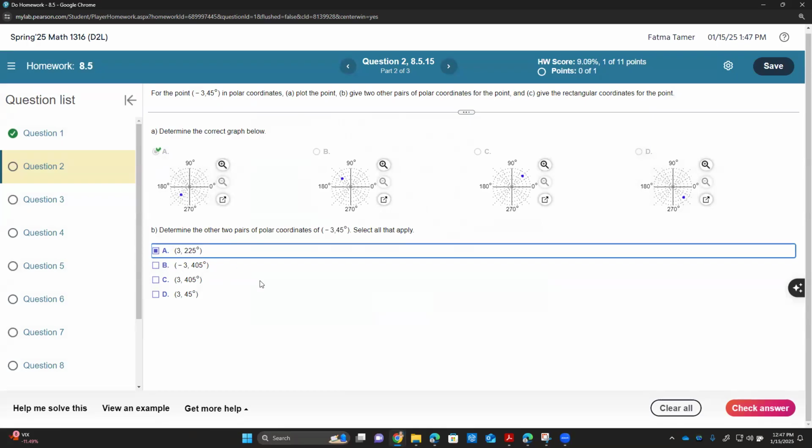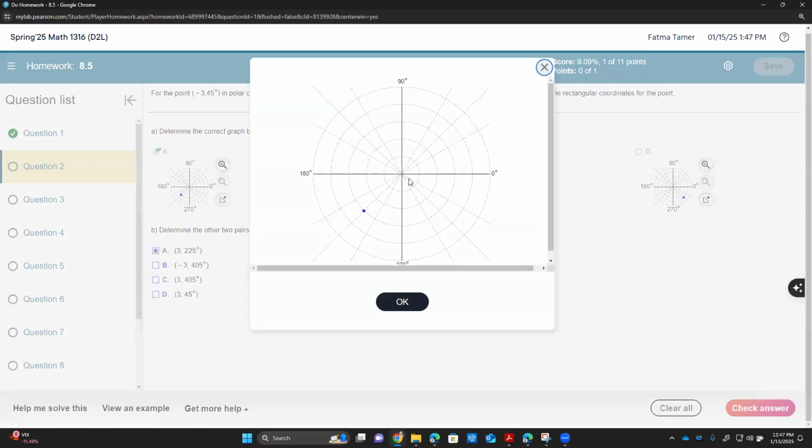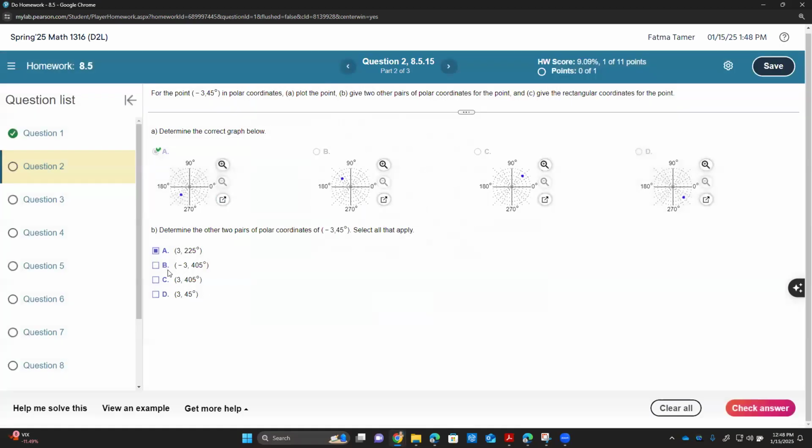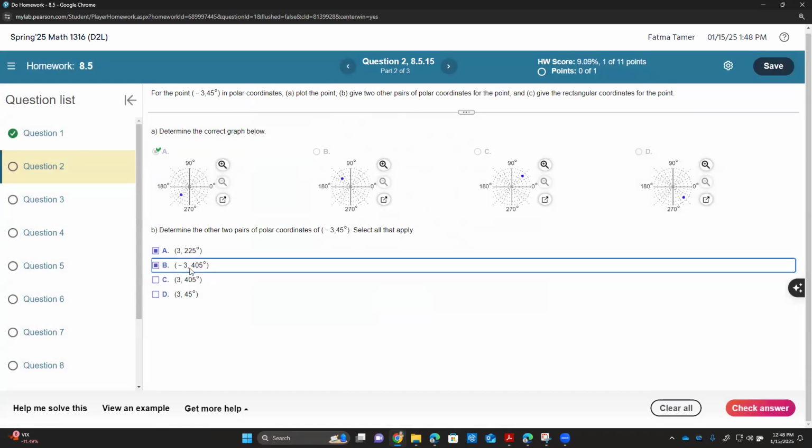So the first one will give me the exact same thing. For B, the angle is 405. Let's see where 405 will be located. When I complete one tour, it's 360. So if I go 45 more, this will be my angle. If R was positive 3, I would place this point. But for option B, they gave me R to be negative 3, so I need to get the reflection of my location, which is also correct. So B will also be a correct coordinate for this location.